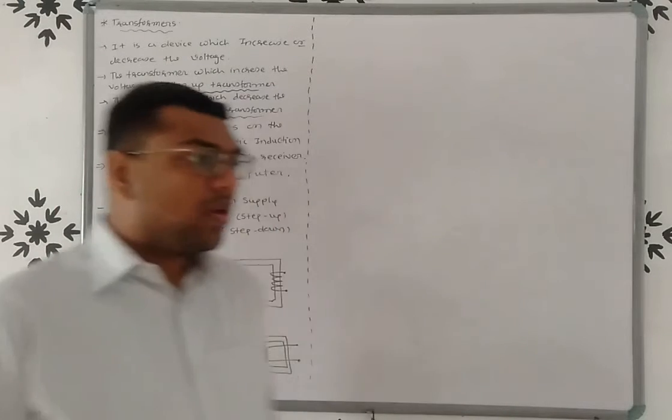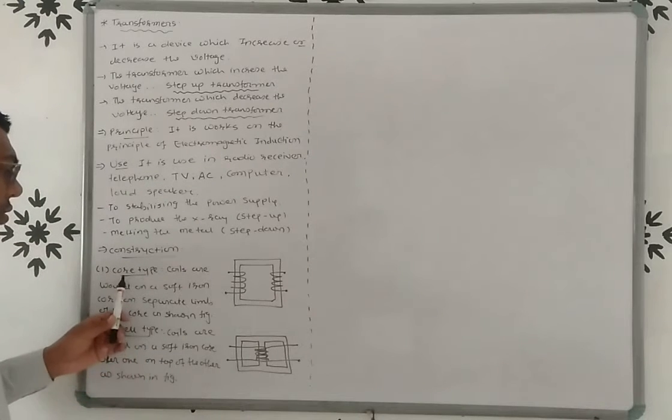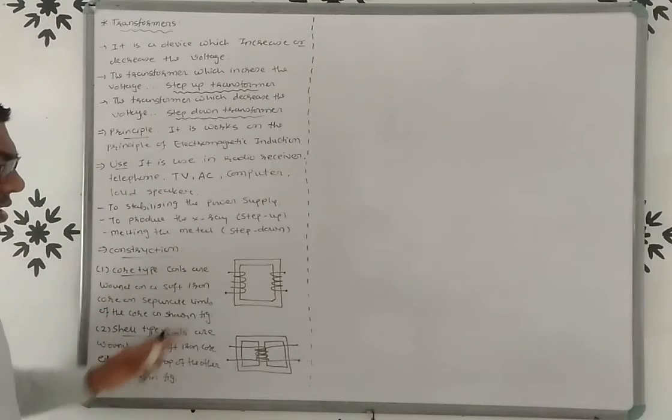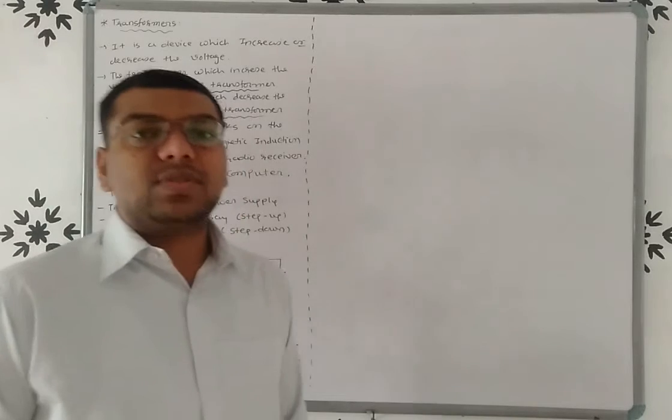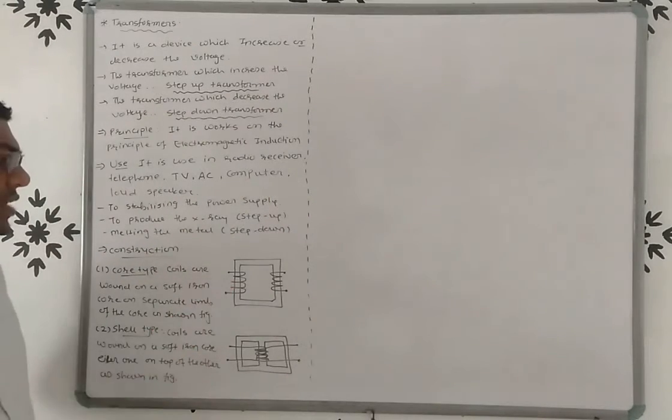Now, according to the construction of the coil, there are two types of transformer, core type and shell type. These are the two types of construction of the transformer, right?